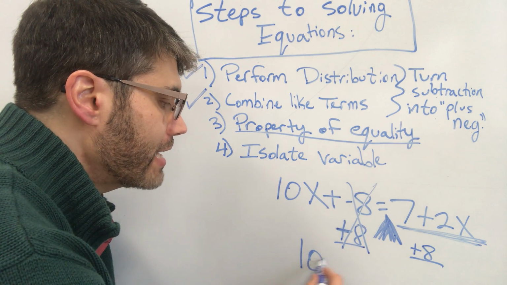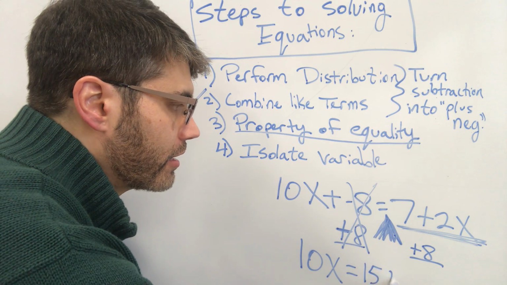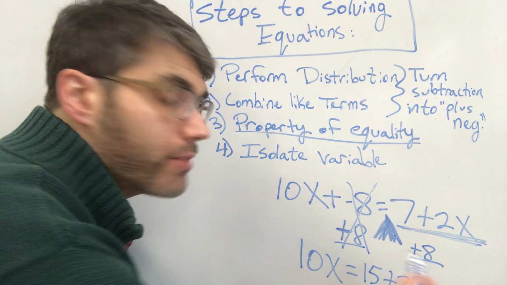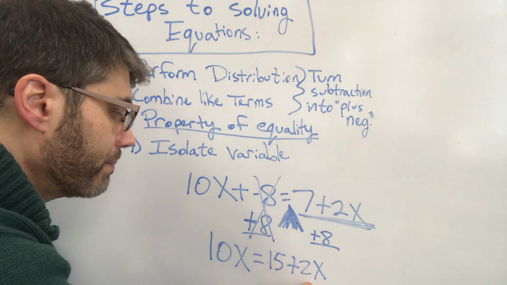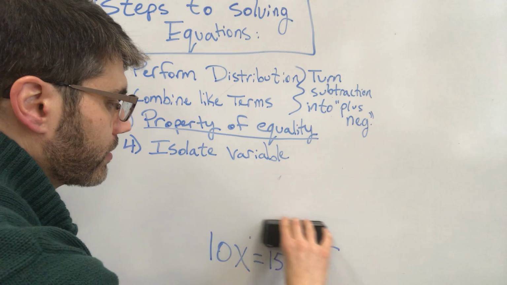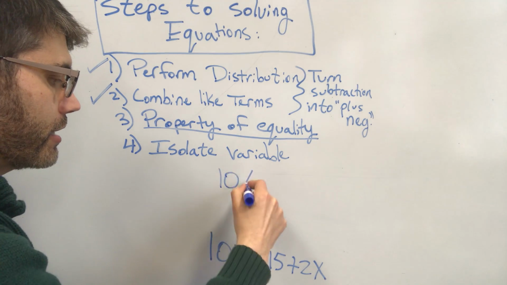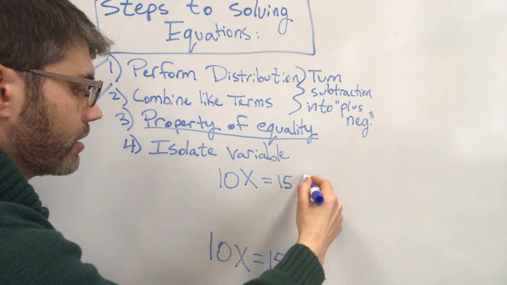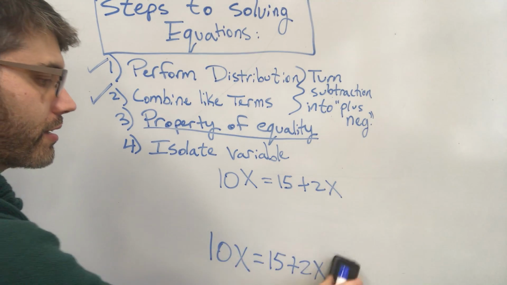So now it's 10x by itself. And over here, 7 and 8 is 15. Okay? Now I'm going to do the same thing with the x's. So right now, this is a balanced equation. So I'm going to now, let me write it up here, 10x equals 15 plus 2x. I'm going to subtract 2x from both sides.